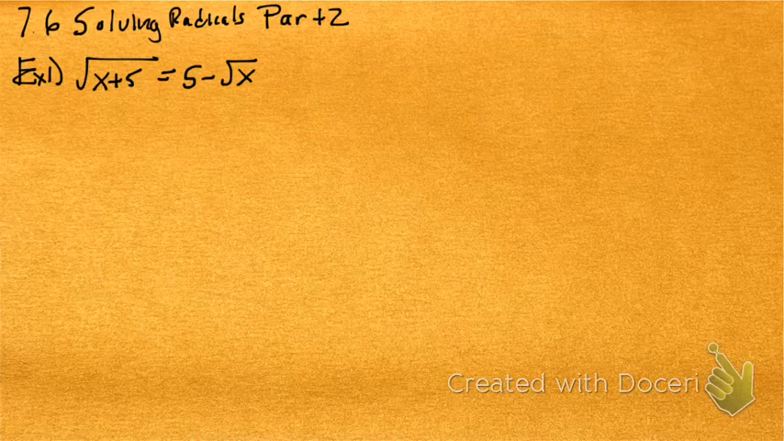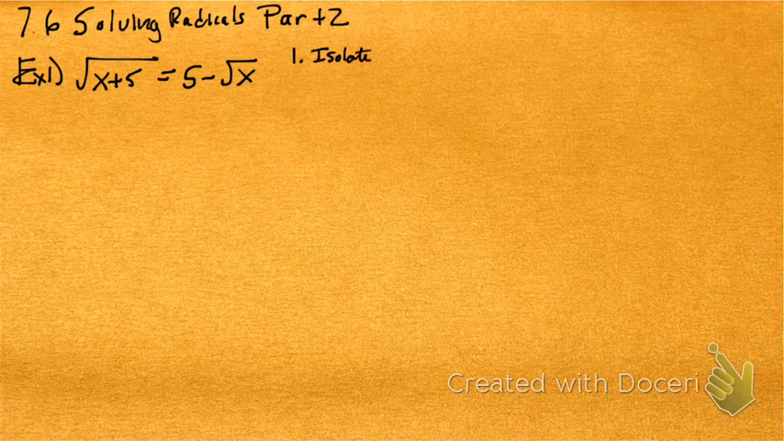Let's look at example 1, where we have the square root of x plus 5 equal to 5 minus the square root of x. I'm going to write down some steps that I'm taking, because you're going to follow similar steps more than likely when you're solving problems like this on your own. The first step is always to isolate the radical, the same way we did in part 1.